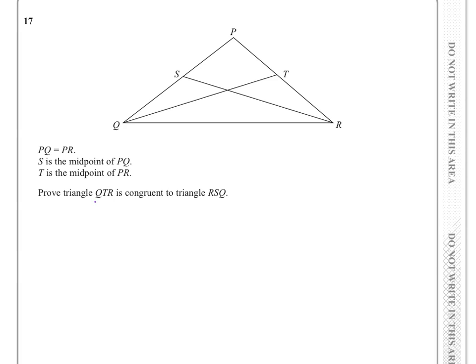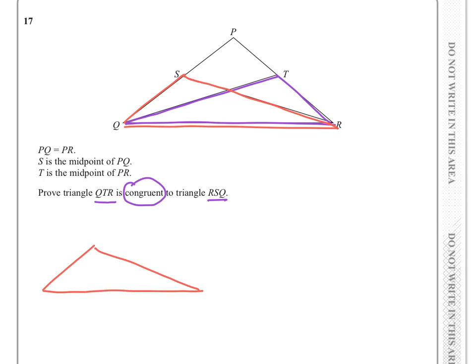Question 17. You have to try and prove that triangle Q to T to R, this triangle here, is congruent, i.e. exactly the same as triangle RSQ. So R to S to Q. Now what I always do is I try and always draw the shapes separate from the diagram. So let's have RSQ here. Try and make that a bit neater. Right, there we go. And let's draw QTR as well.